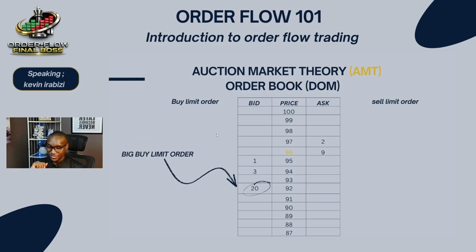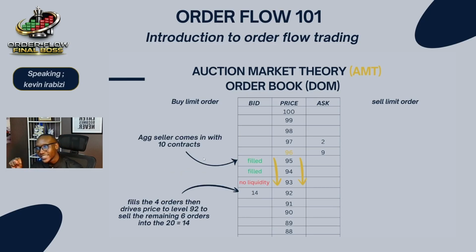What happens? We said at price level 95, we had one contract. This guy wanted to buy one contract. Price level 94, this guy wanted to buy 3 contracts. But here, the aggressive seller is selling 10 contracts. What does that mean? His order goes to price level 95 that we were at and fills in the buy limit order that we had, the one contract. Then also fills in the 3 contracts.